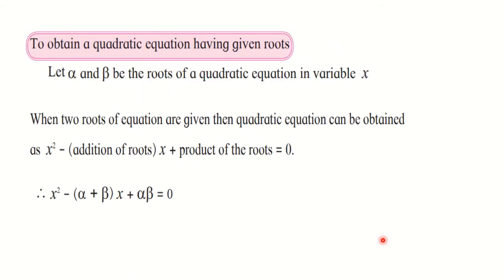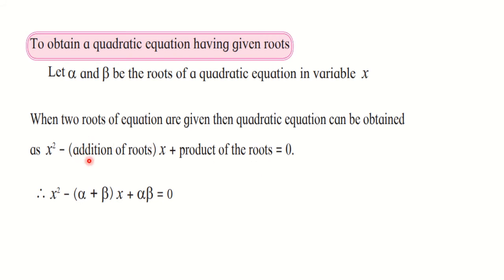Then the next is to obtain a quadratic equation having given roots. That means what we have seen up till now, the quadratic equation is given, and from that we are finding the roots by using different methods. But now what if the roots are provided? Like, we have seen alpha is one root and beta is the other root. So if the values of alpha and beta are provided and we want to find the quadratic equation, then what should we do?